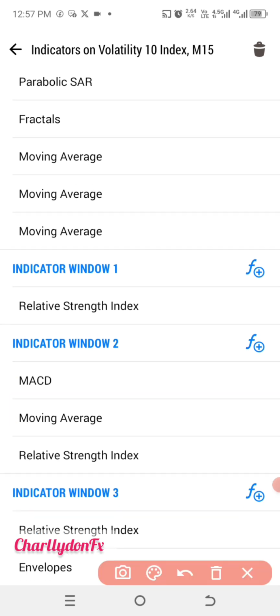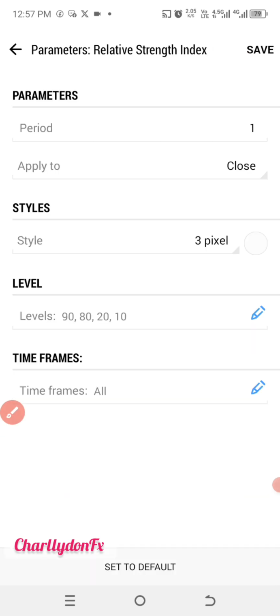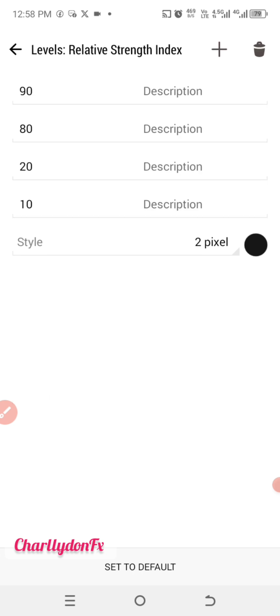So in the same indicator window 2, we have a relative strength index. The parameters are period 1, apply to close, style 3 pixel. The color here is the color of your chart background. My chart background is white, so that's why I applied white here. If your chart background is black, you apply black. So these are the levels, guys.